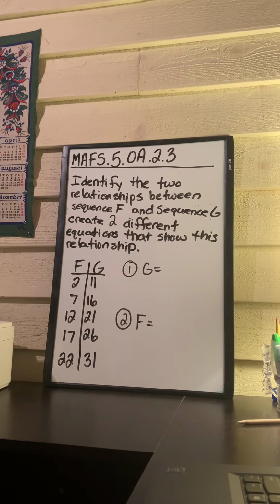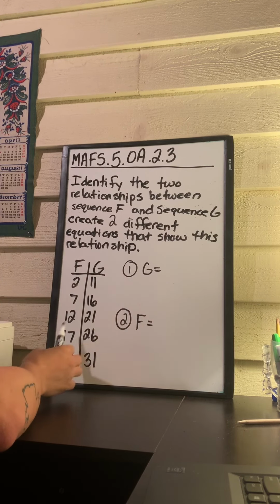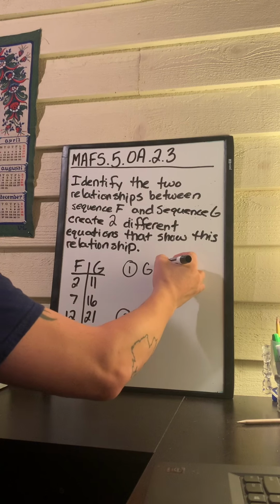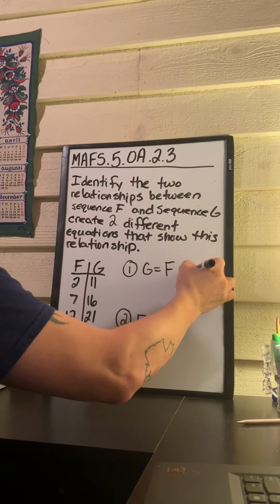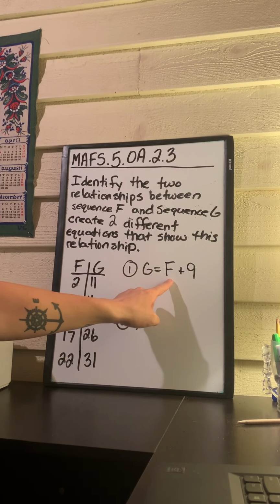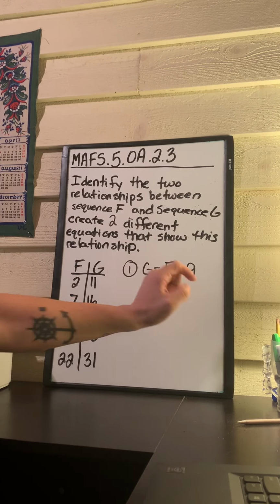Will that work every single time? Well, 7 plus 9 is 16. 12 plus 9 is 21. So it looks like if I add 9 every single time, I'm going to get my G. So how do I write this as an equation? Well, in order to get G, I take my F and I add 9. So very simple equation there. I get G by taking my F and adding 9. So G equals F plus 9.